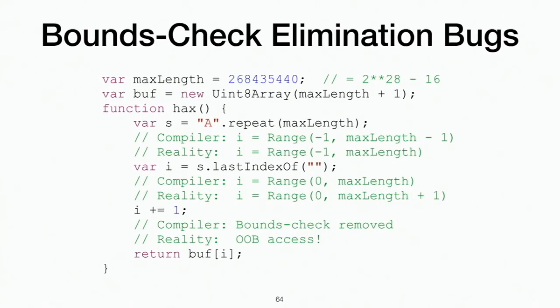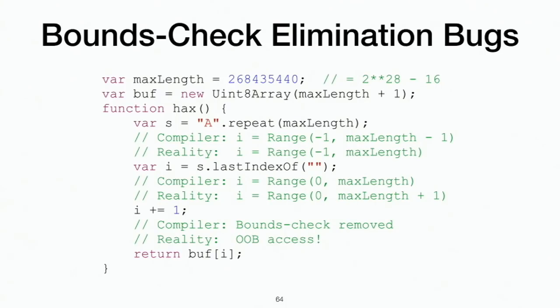So you start with a string of maximum length in this function that's being compiled. Then you do lastIndexOf with an empty string. At that point, the compiler thinks the output will be between -1 and the maximum length minus 1, but it can actually be between -1 and maximum length. So then you add 1 just to get rid of the -1.